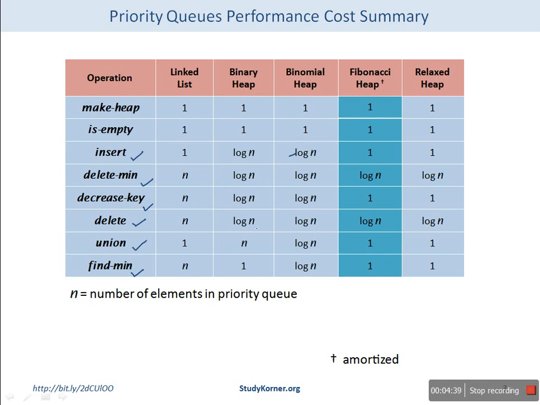The log n time is not as efficient because the Fibonacci heap will do these operations in order of one time, except the delete min and delete operations. All other operations are done in order of one time. So we can see from this table that the Fibonacci heap is more efficient than the binomial heap and binary heaps. So in applications where insertion, decrease key and union operations are frequent, we can use Fibonacci heaps instead of binomial heaps.